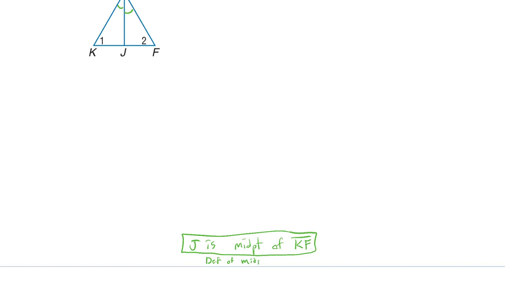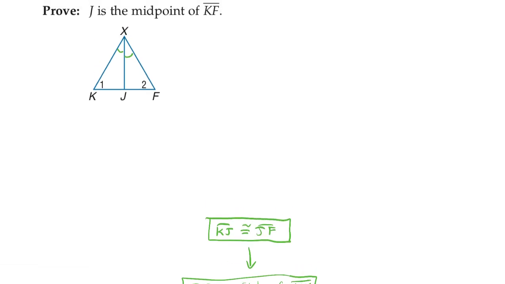So what would we have right before that? Well, the definition of a midpoint says, it's an if and only if, it goes both directions, if the two segments are congruent. So really it's saying show KJ is congruent to JF. That's what it's saying one step further. Okay, well, how could we show that's congruent?